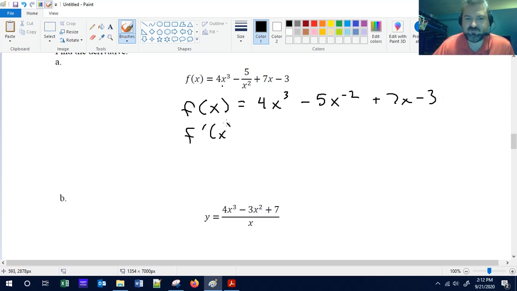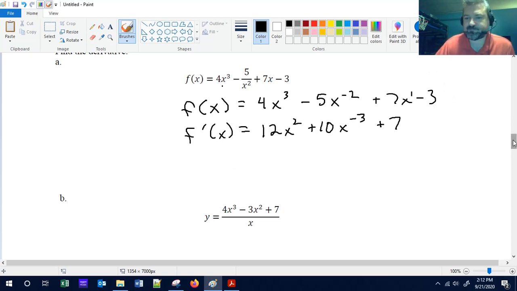So f prime of x is equal to, bring down the 3. 3 times 4 is 12. And the 3 becomes a 2. Bring down the negative 2. Negative 5 times a negative 2 is a plus 10x. Be careful here, negative 3. All right, 7x to the first. 1 times 7 is 7. And x to the 0 is just 1. So it's just a 7. So when you take the derivative of x to the first power, you just get the constant. And the derivative of a constant is 0, so it's gone. It's just gone. And that's it. That's our derivative. All right.